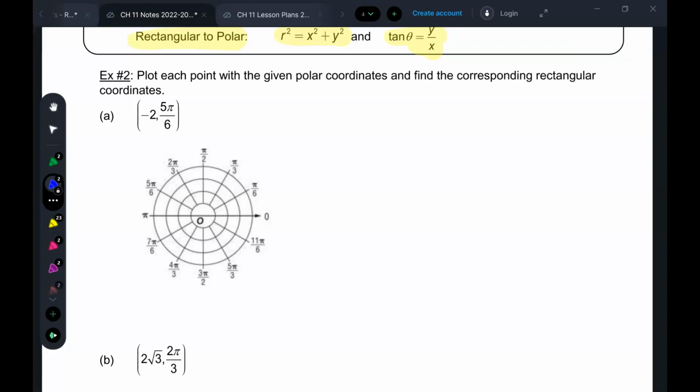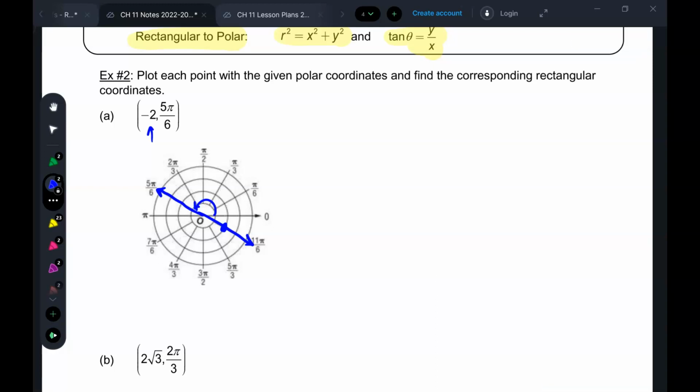We also want to graph it. We can graph it first, it doesn't really matter. We'll start off with 5 pi over 6. Here's our angle, but there's a negative 2, so that means it's going to go the opposite direction, and we want to count 1, 2 units. So that's the ordered pair.